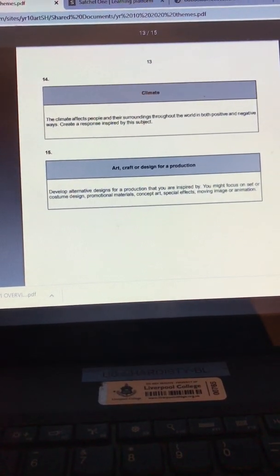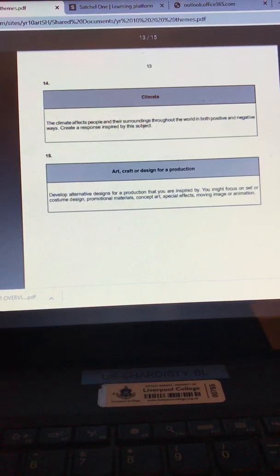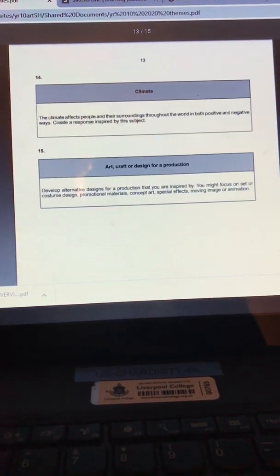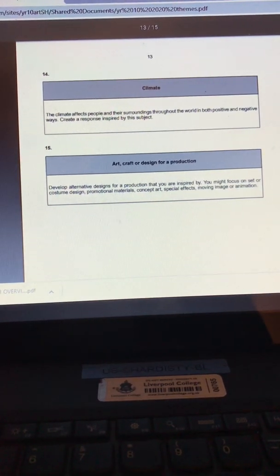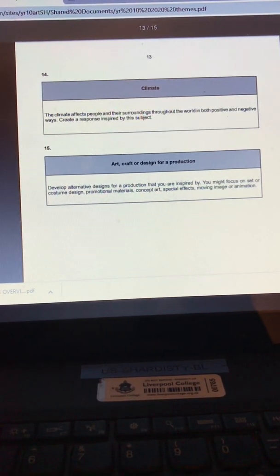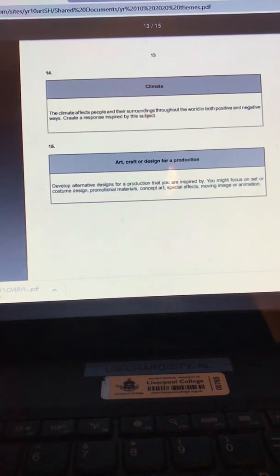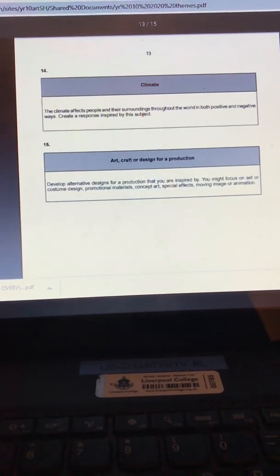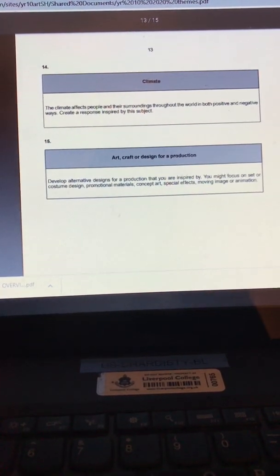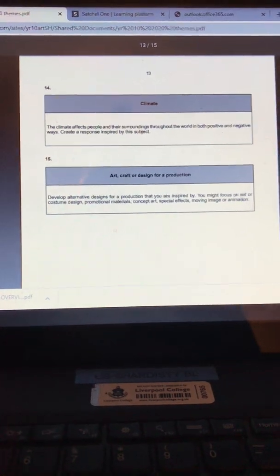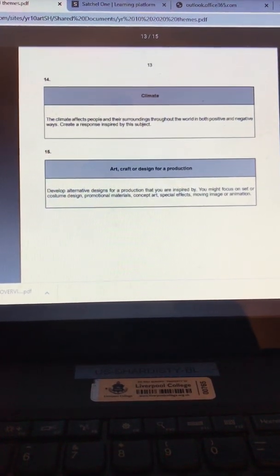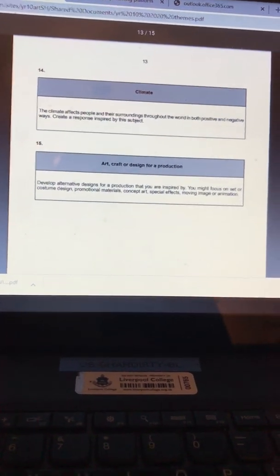Art, craft and design for a production. Develop alternative designs for a production you're inspired by. You might focus on a set, a costume, promotional materials, concept art, spatial effects, moving image or animation. This one's really good for fashion. If you want to do something to do with costume, you might look at a particular theatrical production or a piece of music and use that to stimulate an idea and create a whole range of maybe costume outcomes.